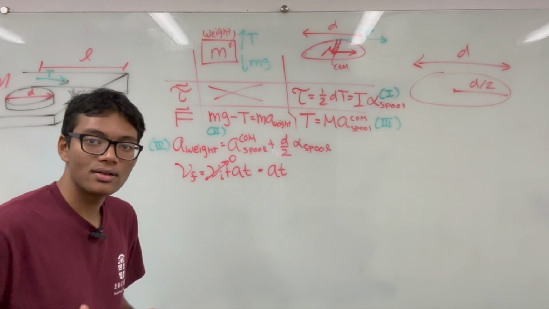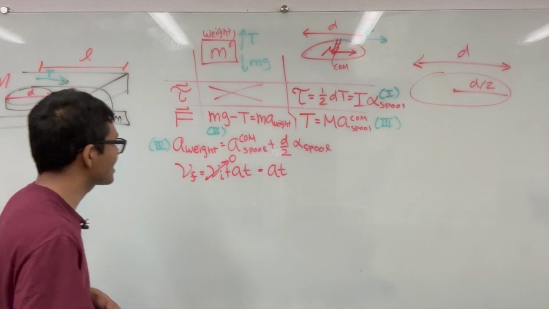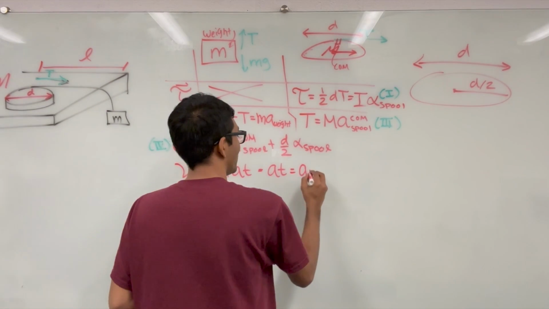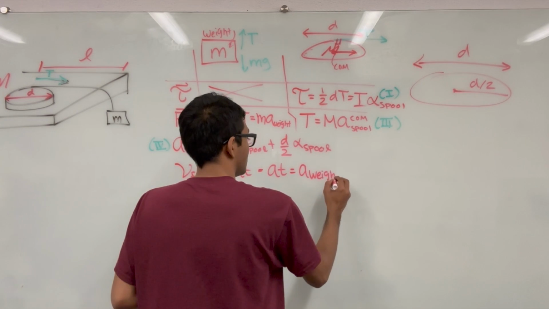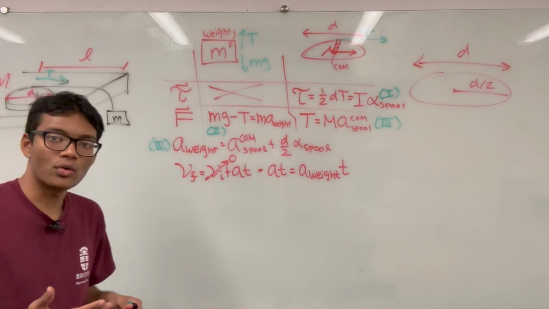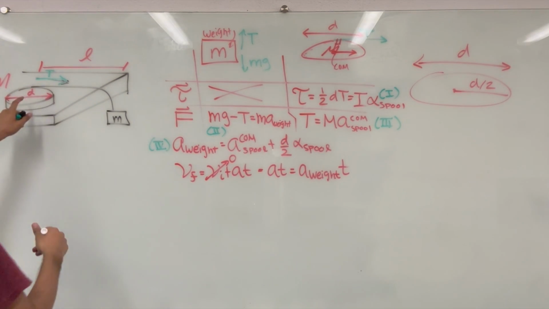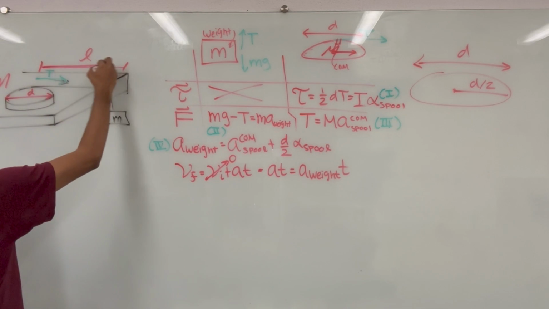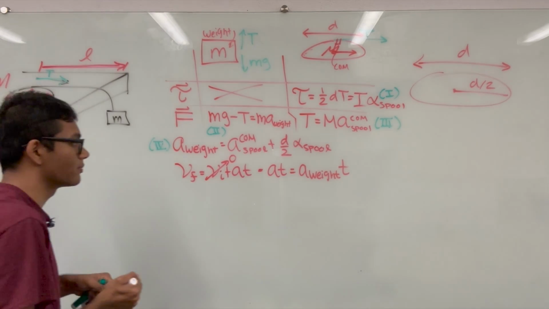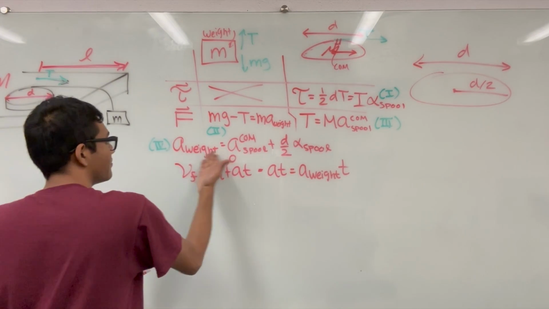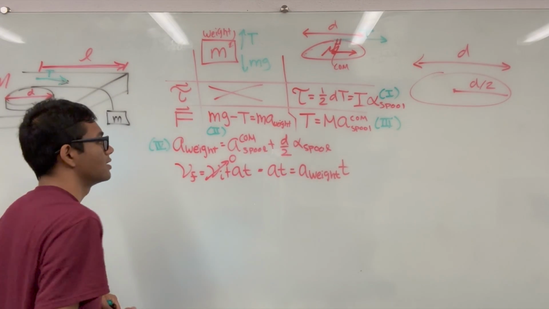Now, a of what? Acceleration of what? Well, the acceleration of the weight. We need the acceleration of the weight times time. The amount of time it takes for what? The amount of time it takes for this mass to traverse this distance L so that it reaches the edge of the table. But wait a second, we already know the acceleration of the weight, do we not? By virtue of equation 4 right here.